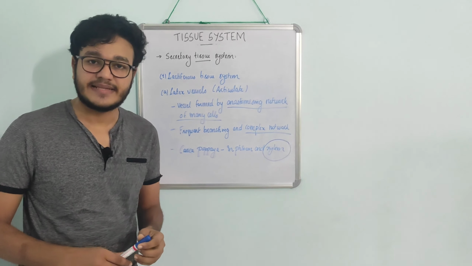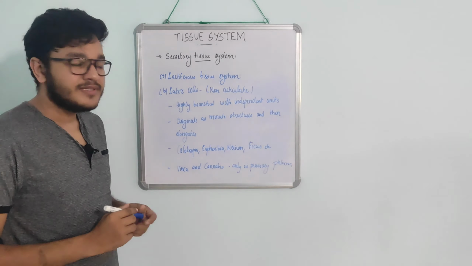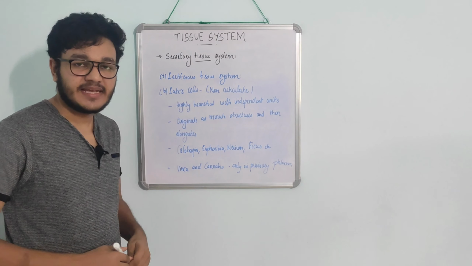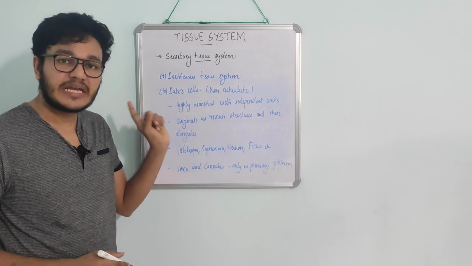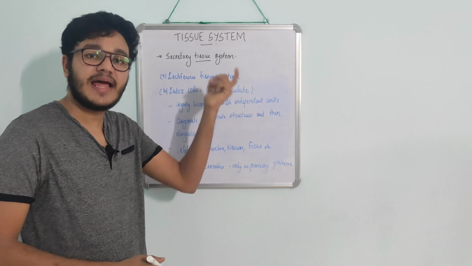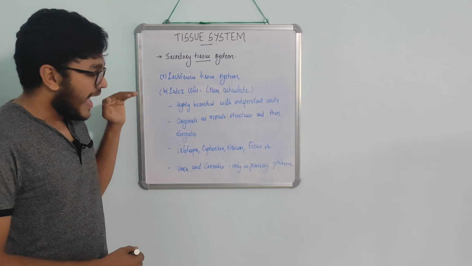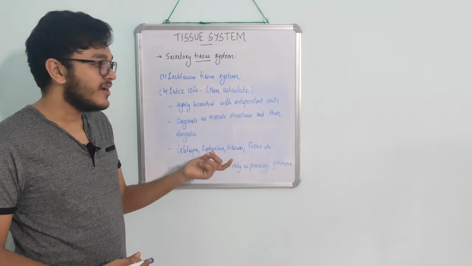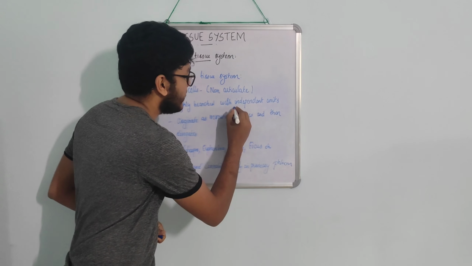Now let's see the latex cells. The second one, latex cells, is also known as non-articulated latex ducts, whereas the other one we have seen is articulated latex ducts. Similar to the latex vessels, it is also highly branched, but the difference is that it has independent units.